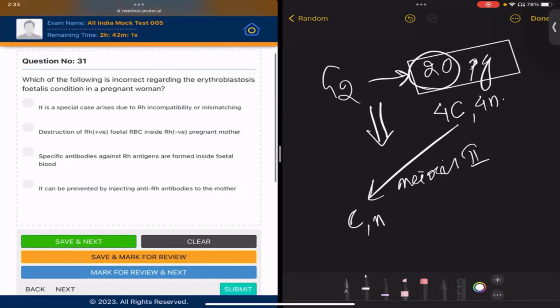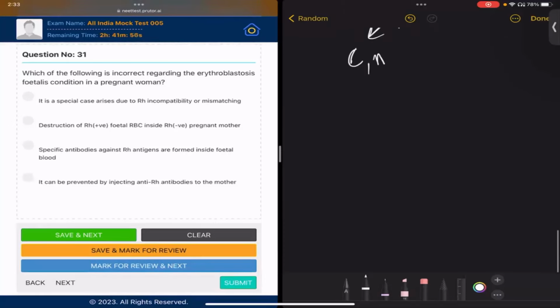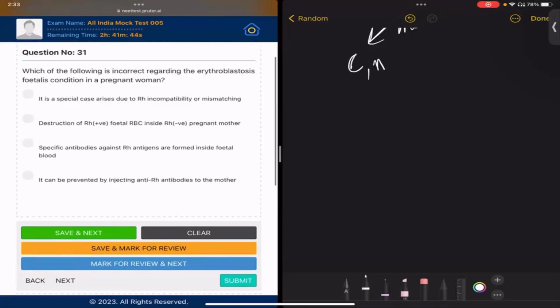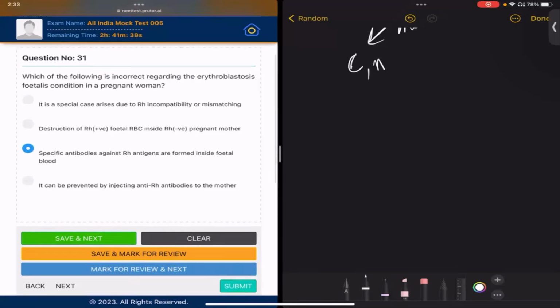Which of the following is incorrect regarding the erythroblastosis fetalis condition in a pregnant woman? Okay. Special case RH incompatibility or mismatching. सही है, incorrect बोल रहा था but destruction of RH positive fetal RBC. This is also correct. Specific antibodies against RH antigens are formed inside fetal blood. No, mother से related होता है. मदर के अंदर एंटी आरएच एंटीबॉडीज आर फॉर्म्ड.